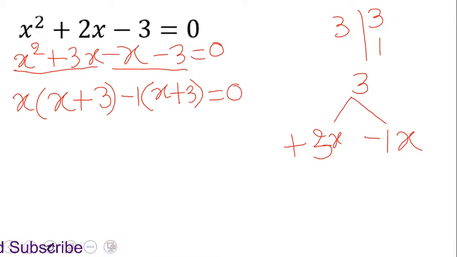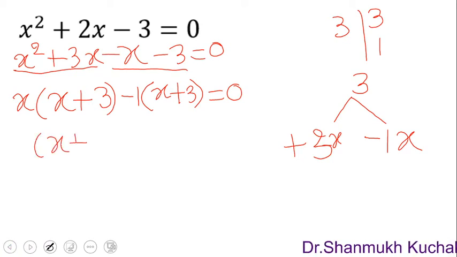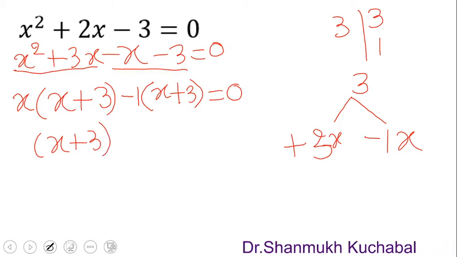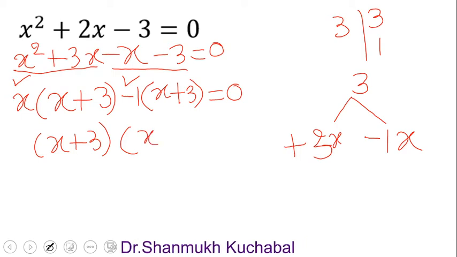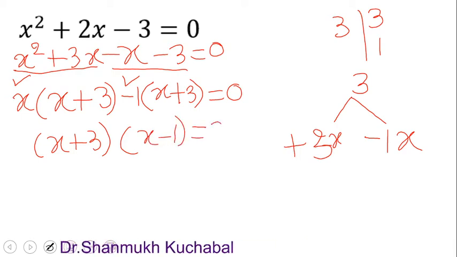Then we will observe that in both the terms x plus 3 is common. So we take x plus 3 as a common factor, and in another bracket we get x minus 1. So x plus 3 into x minus 1 equal to 0.